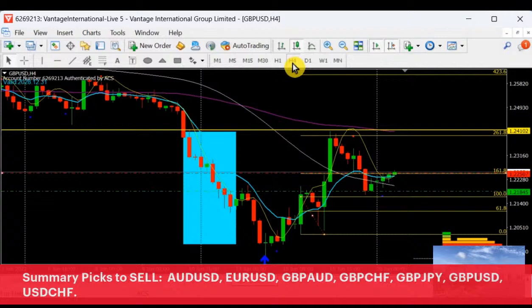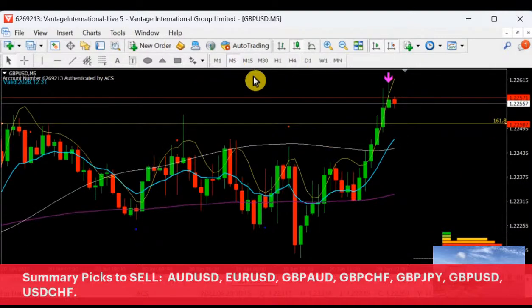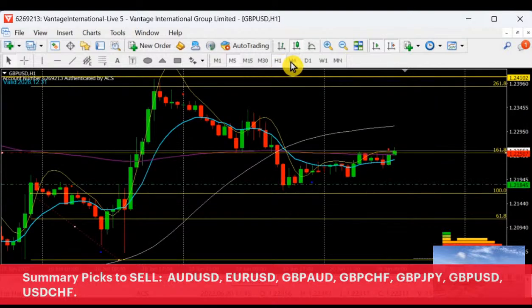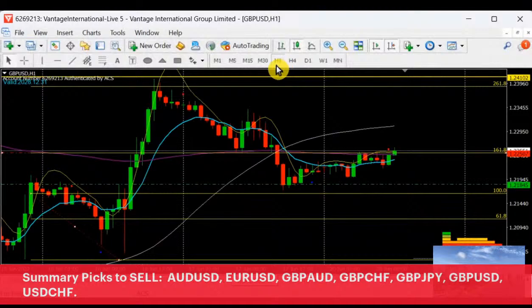Pound dollar. No, I won't be entering a selling trade right now unless you are trading on the pullbacks. So currently I will still be going for a buy for pound dollar. Pound dollar is still good for a buy right now, by looking at it.